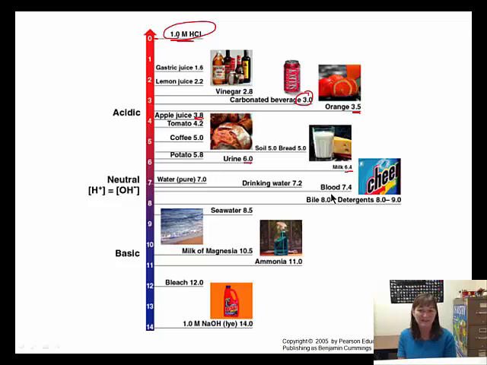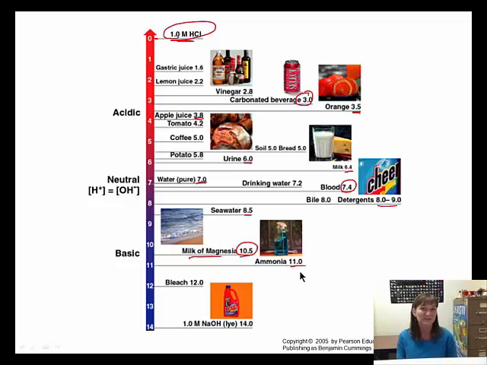Blood has a pH of 7.4, so slightly basic. Detergents are basic. Seawater, milk of magnesia has a pH of 10.7, so anything bigger than 7 is a base. This should make sense because people take milk of magnesia when they have an acidic stomach, and so the milk of magnesia will neutralize some of the extra acid in your stomach.